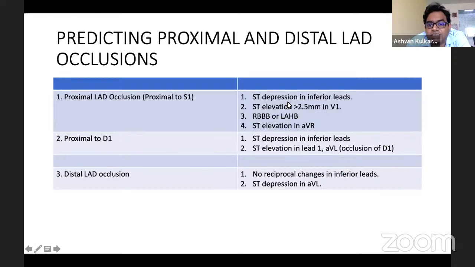And also whenever there is ST depression in inferior leads, it shows extensive MI, which has led to these reciprocal changes in the inferior leads. Lower down, as you go distal, in the mid LAD lesions, you can have ST elevation in 1 and AVL, which is because of the occlusion of the lateral branches, and in distal LAD occlusion, usually there will not be any reciprocal changes, and there will be ST depression in AVL.